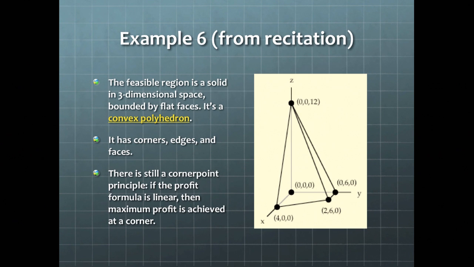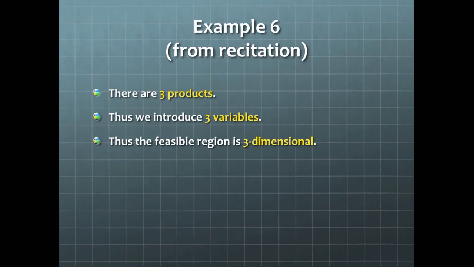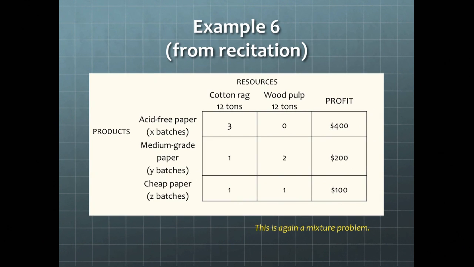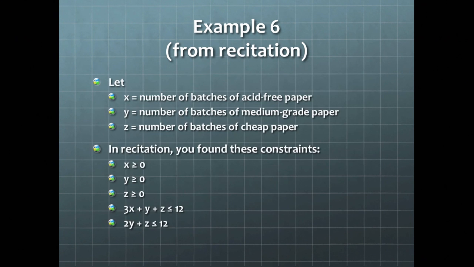Now, you have to wonder, can we still use this principle that we've developed before? And the wonderful answer is yes, there is still a corner point principle. If the profit formula is linear, then the maximum profit is achieved at one of the corners of the three-dimensional solid. And in this example, indeed, the profit formula is linear. We've assumed that you can make $400 for each batch of acid-free paper and so on, so that the profit formula will simply be 400x plus 200y plus 100z.